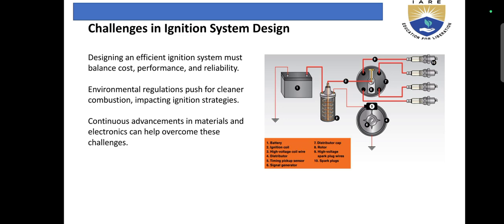Environmental regulations push for cleaner combustion and affect ignition strategies. Continuous advancement in materials and electronics can help overcome these challenges in ignition system design.